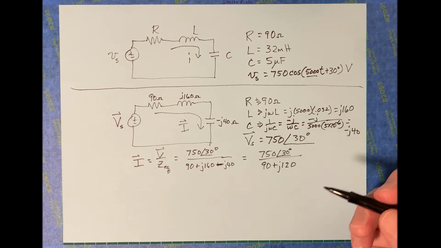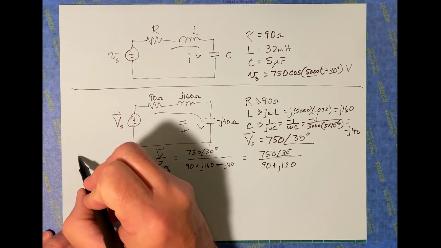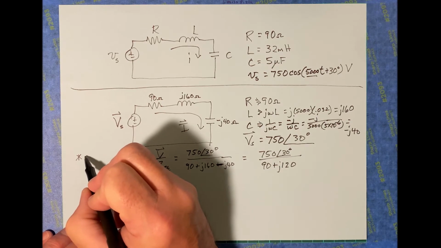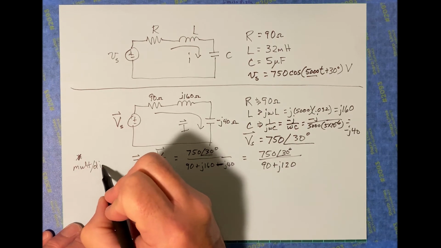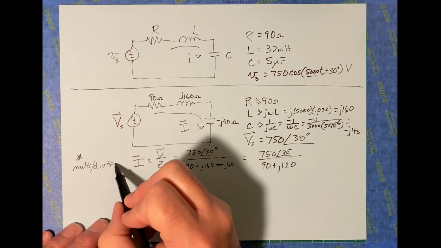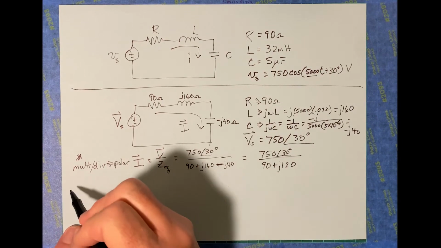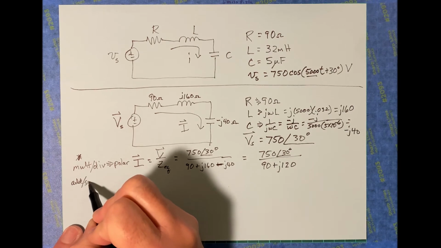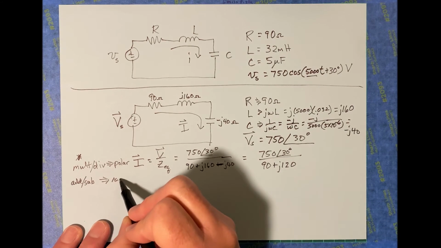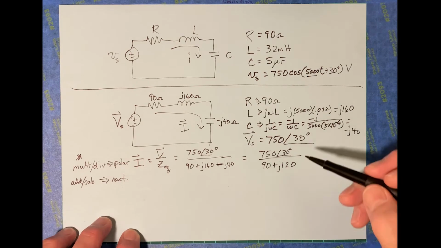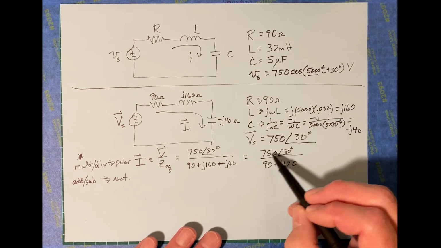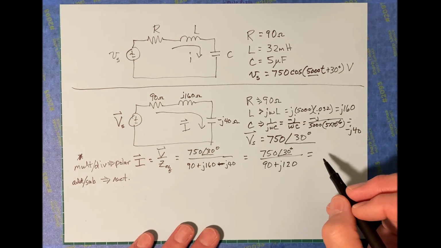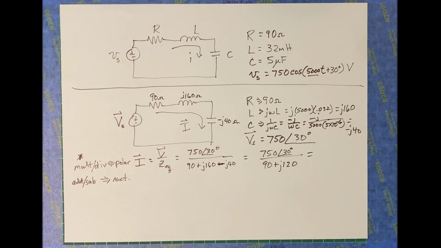Here's the general rule of thumb. If you're going to multiply or you're going to divide, then it's easiest to do it by hand if you're in polar format. If you're going to add or subtract, then it's easiest to do that in rectangular format. So we're going to divide here, so we need to convert this into polar. The top is already in polar, we need to convert the bottom into polar. A few strokes of your calculator will help you do that.